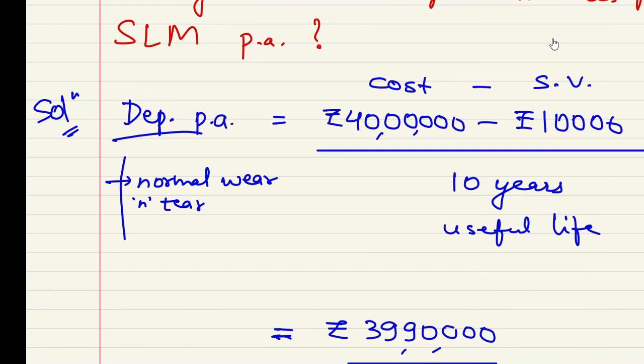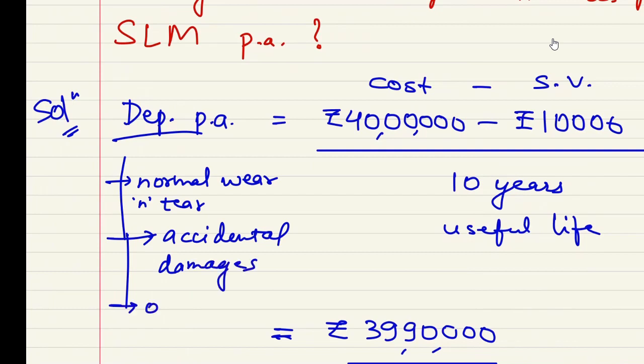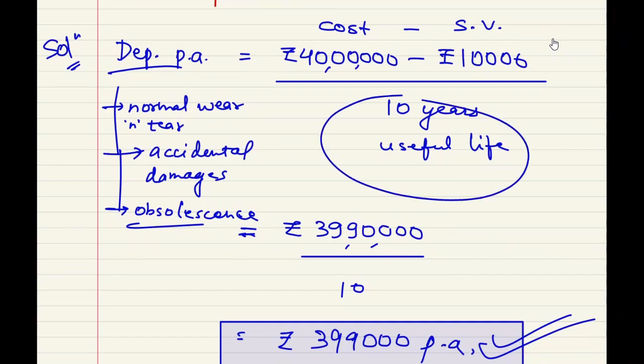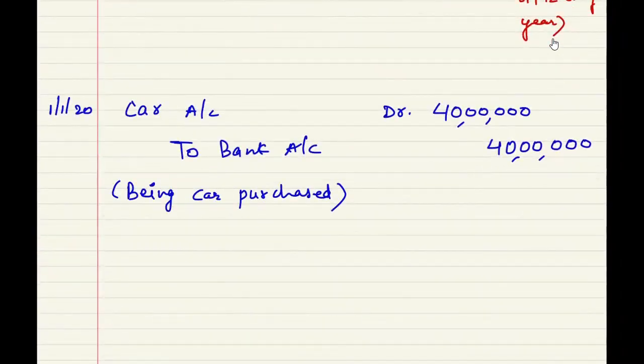That means there will be normal little bit scratches when I take the car to the market. Okay, that is normal one. Little bit of accidental damages, and it will become obsolescence. That is, this car will become old after a period of time, and after obviously 10 years, there would be a new car or new version available at the same rupees. So this car will become obsolete. So that is why I need to charge the depreciation.